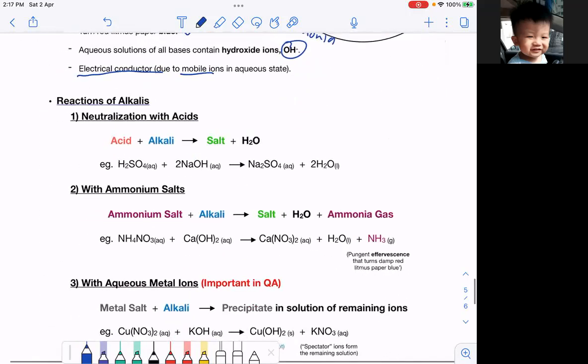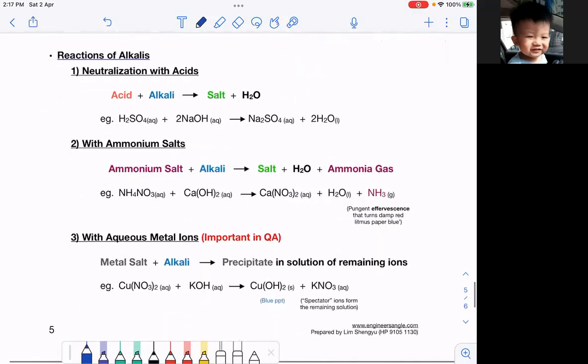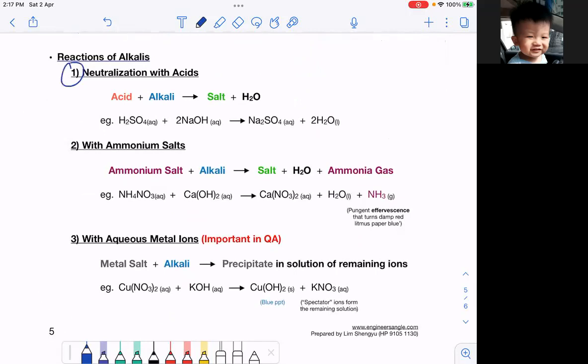Now, Jingwen said she struggled a bit with this. So let's see. First equation, usually I don't teach. Why? How come no need to teach, but it's in my notes and it's important? The first type of alkaline reaction is when an alkaline reacts with an acid. How come no need to teach?